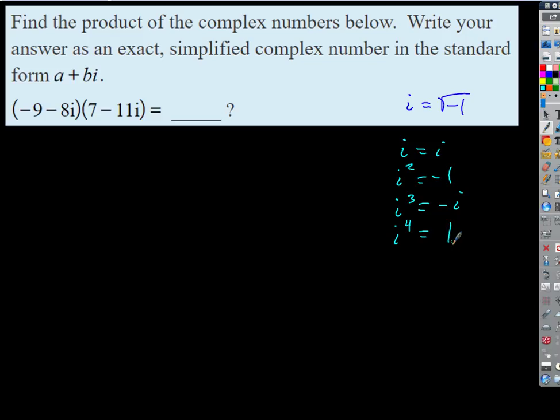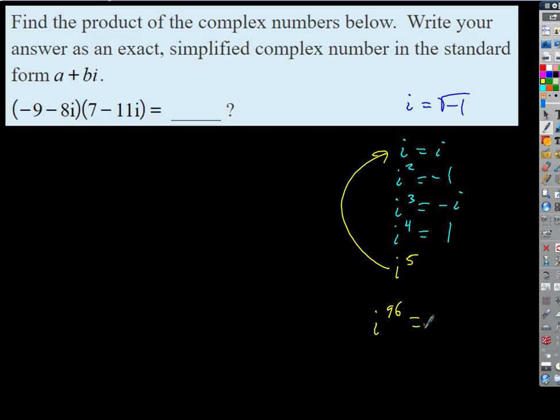What's i to the 5th? i. Good, because now when we get to the start of the next round, we just start over, don't we? We're just going to cycle through those 4 values forever. So what's i to the 96th? Positive 1. What's i to the 96th?